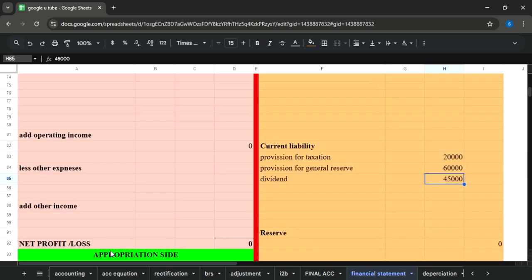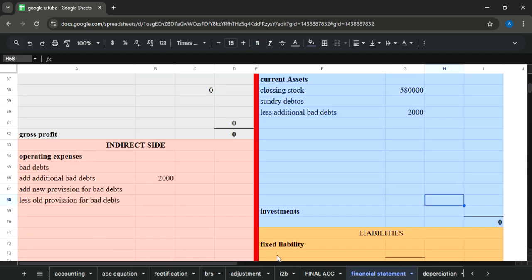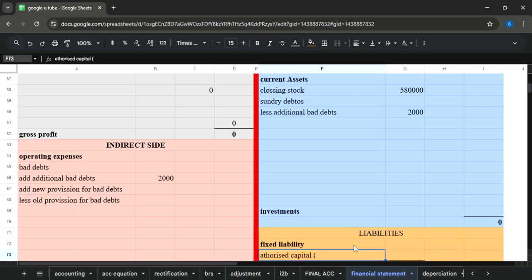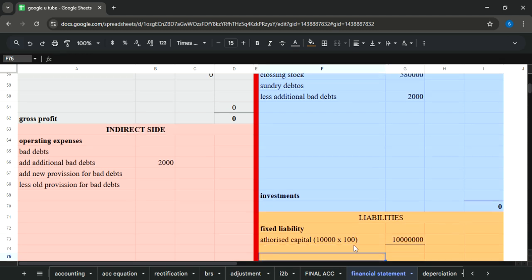Here it has been discussed that we have authorized capital. So just mention authorized capital, and it is said that authorized capital contains 10,000 shares of 100 each. So let's mention it, 10,000 shares of 100 each. Let's see how much amount shares are mentioned, and per share 100 is also mentioned. So authorized capital is written.